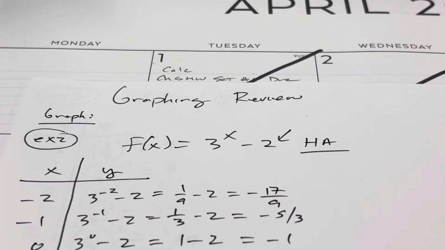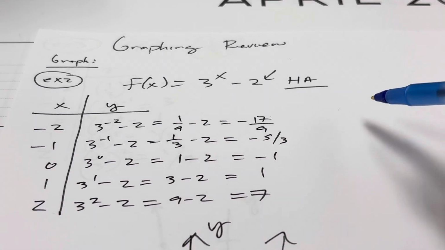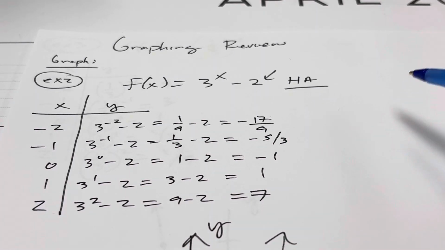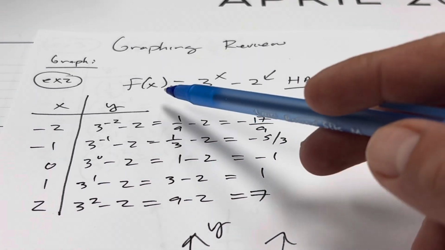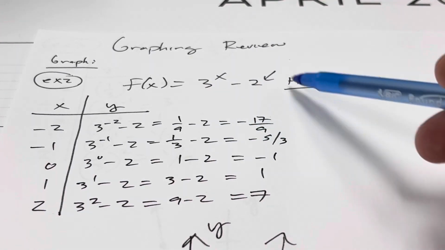We're going to take a look at some graphing review questions here. If you missed the graphing, because you have several of those questions in your homework set 19. So I am graphing 3 to the x minus 2. We'll talk about that here in a second.